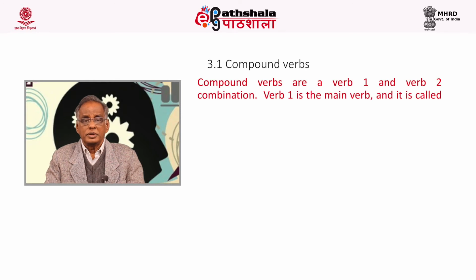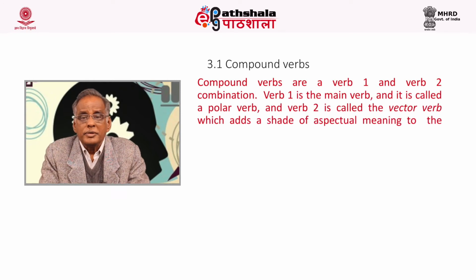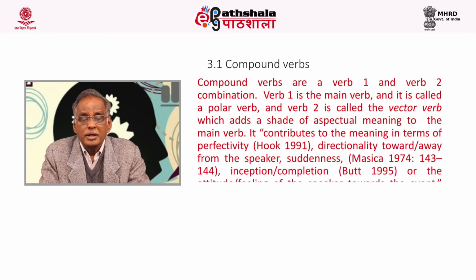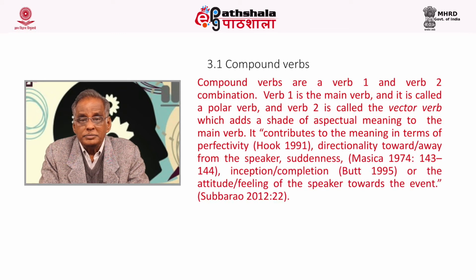What is a compound verb? Compound verbs are verb 1, verb 2 combinations. Verb 1 is the main verb, also called the polar verb. Verb 2 is the vector verb. It's a kind of subordinate verb which adds a shade of aspectual meaning to the main verb.